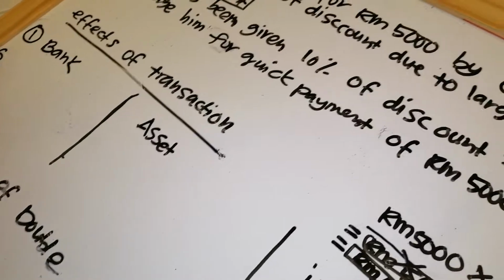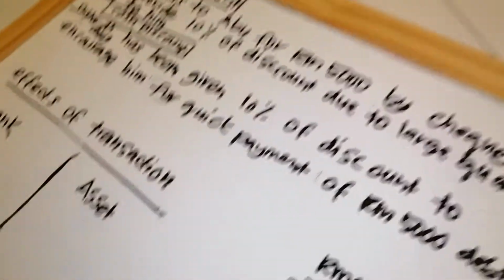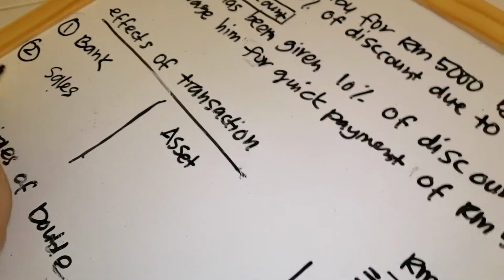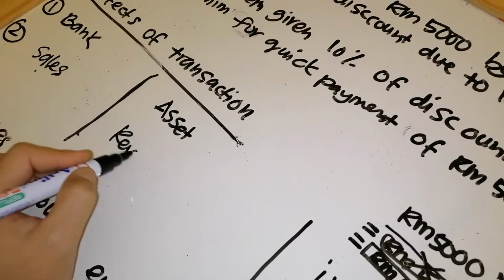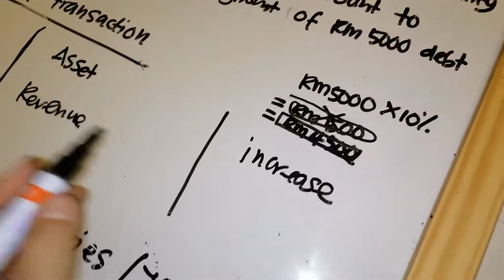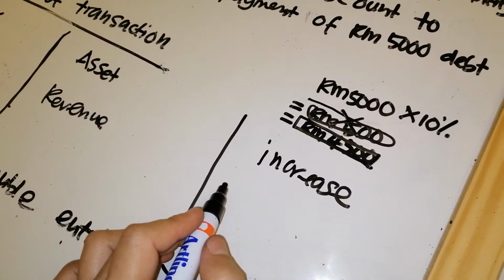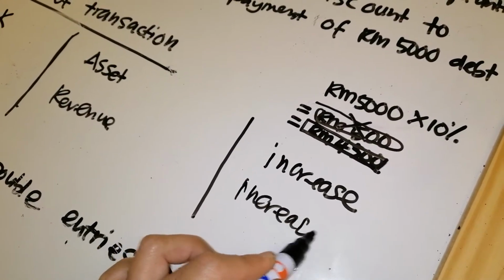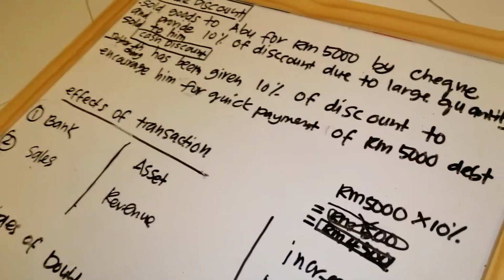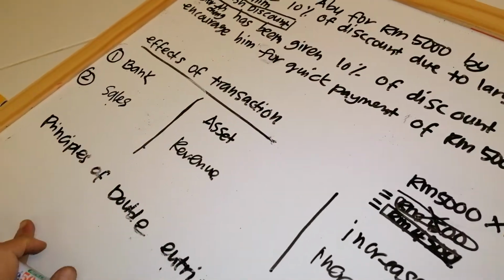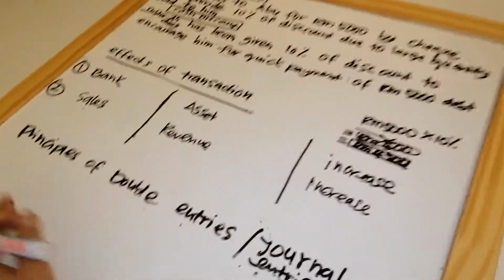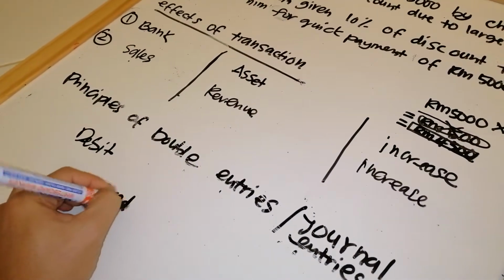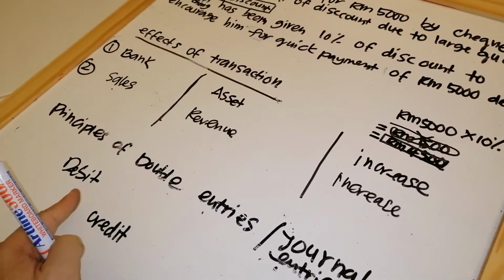And second transaction, sold goods, right? Sold goods in accounting, macam the previous video, the term is sales. And sales always under revenue. And revenue for business, of course lah, increase because every new sale will increase business revenue. Okay. Now, sama juga principle double entry. We have debit. We have credit. Okay.